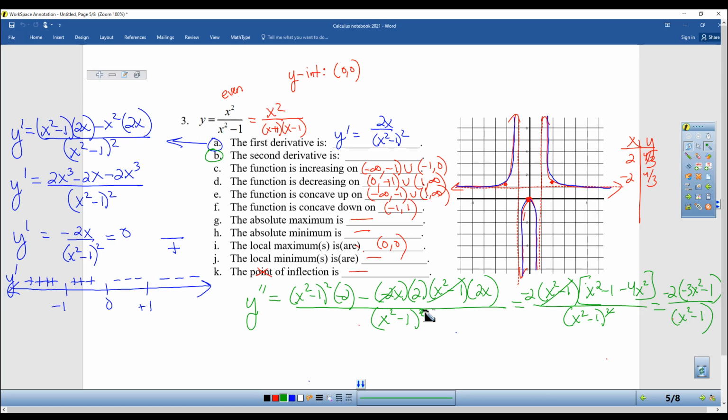Oh, I know why that's not right. Because this is to the fourth. This is the fourth, so that brings it down to the third. All right. I was going to say that didn't look exactly right. So, or you can write it as 6x squared plus 2 over x squared minus 1 cubed. Okay, so did you see the mistake there? The bottom was already squared, so I missed that it's the bottom squared. So squared squared would make it to the fourth power.